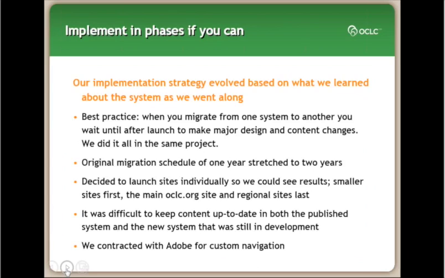Depending on how big a site you have, how many multiple sites, how complicated they are, you might want to implement in phases if you can. Our implementation strategy actually evolved based on what we were learning about the system as we went along. We knew that there would be a lot of overlap in the functionality of sites that use the OCLC.org domain. So we knew that if we started with the smaller sites and built, we were still using building blocks that would benefit us on the main site when we rolled that out.